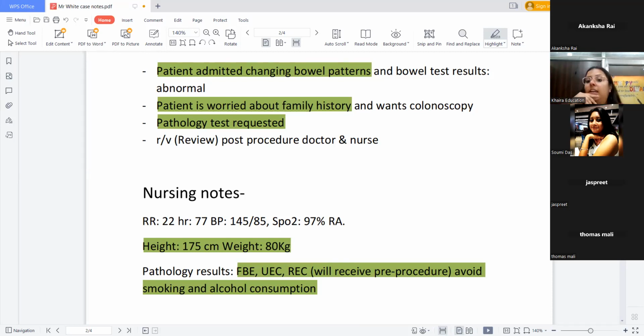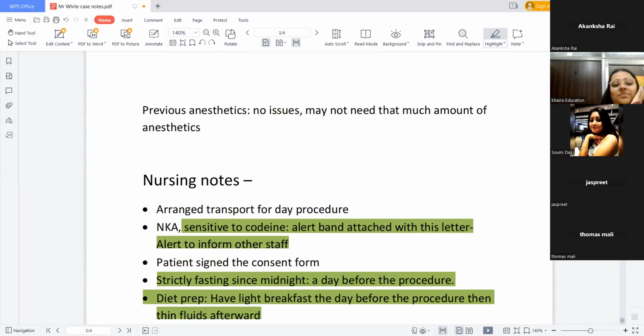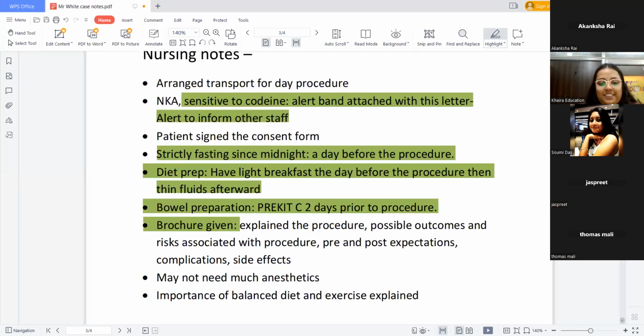Okay, ma'am. Thank you. Yes, Parmeet, you're excused now. Parmeet, read it again. Arranged automatically means that this has been done in the past. So arrangement is already done. Yes, Akanksha, your question.